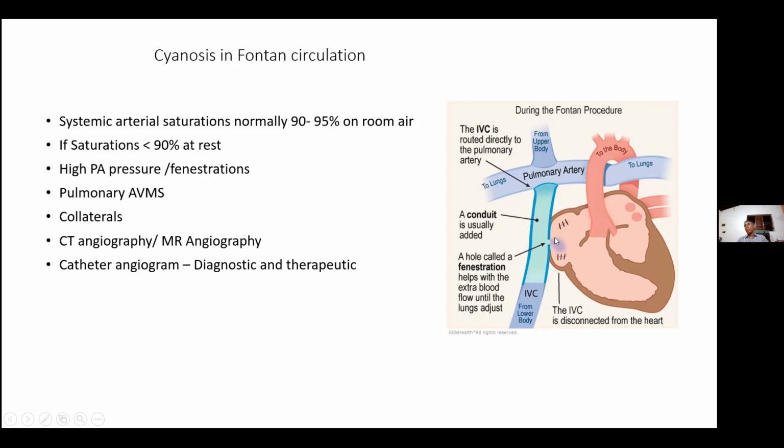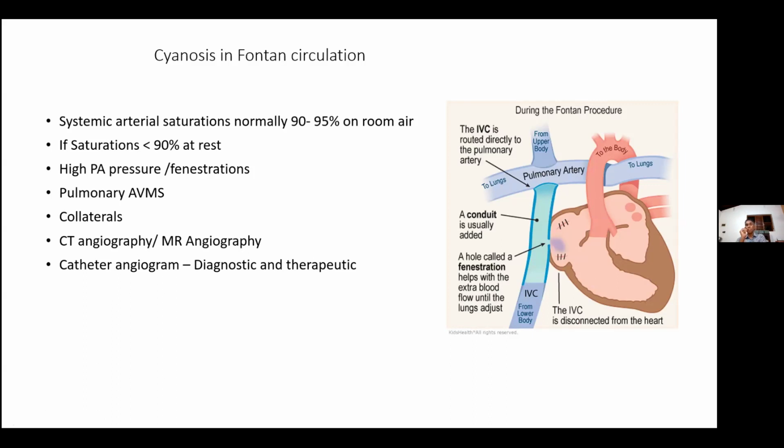To prevent that, they put a valve here. For example, the PA pressures have gone up to 20. So the IVC can't eject blood into the pulmonary artery. So that will directly eject the blood into the ventricle. So the cardiac output will be maintained. The patient will be alive, but the patient will be desaturating, because now the desaturated blood is going there. So cyanosis in Fontan circulation is an emergency.